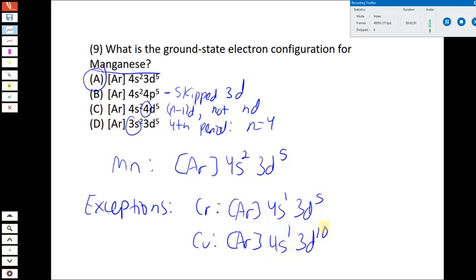So 2 exceptions where we violate the Aufbau principle, take an electron from a lower energy subshell and move it up. And the reasons why we do that are a little bit beyond this course. You'll talk about that if you ever take physical chemistry in the future. Okay, any questions on electron configurations? All right.